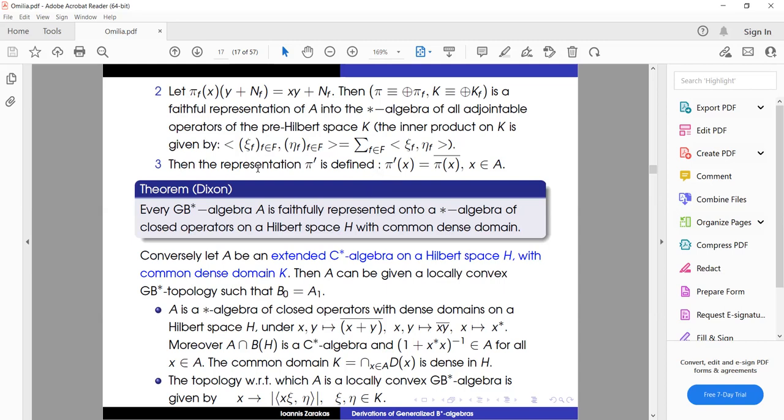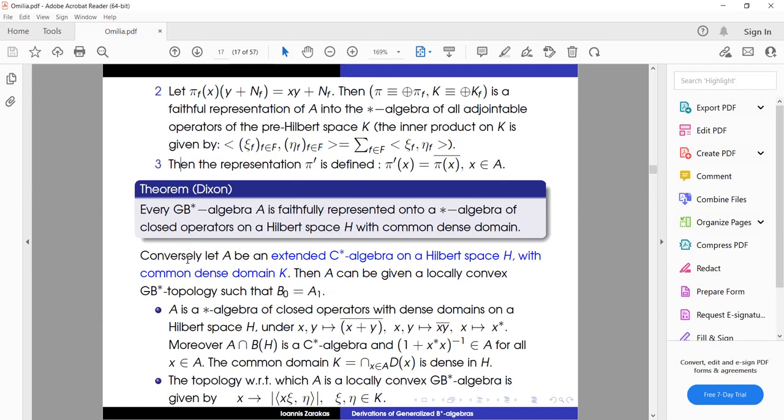And Dixon says here that the representation pi prime, which concludes the picture, would be the closure of pi(x). So Dixon tells us that when you have a GB-star algebra, either commutative or non-commutative, you can faithfully represent it on a star algebra of closed operators on a Hilbert space with a common dense domain. What we have in this theorem of Dixon is that a GB-star algebra is an extended C-star algebra. In which sense? In the sense that, as we saw before, we have an algebra of closed operators with common dense domain whose bounded part is a C-star algebra. This is exactly what an extended C-star algebra is.